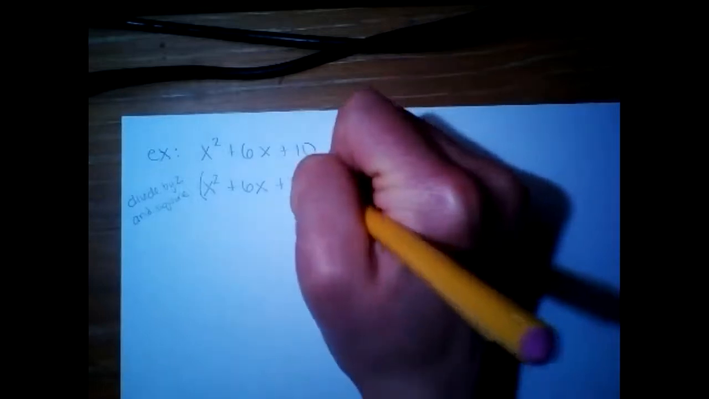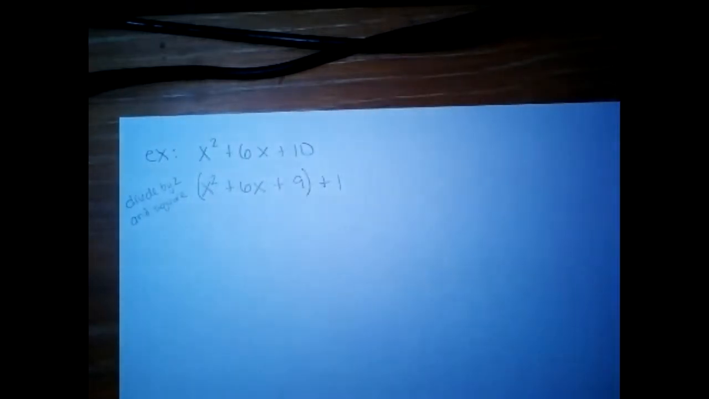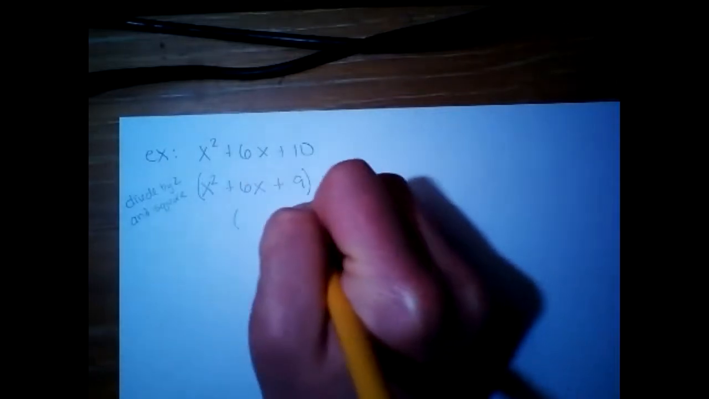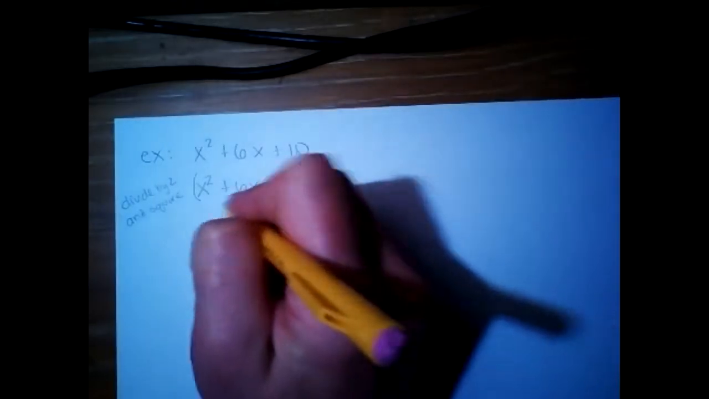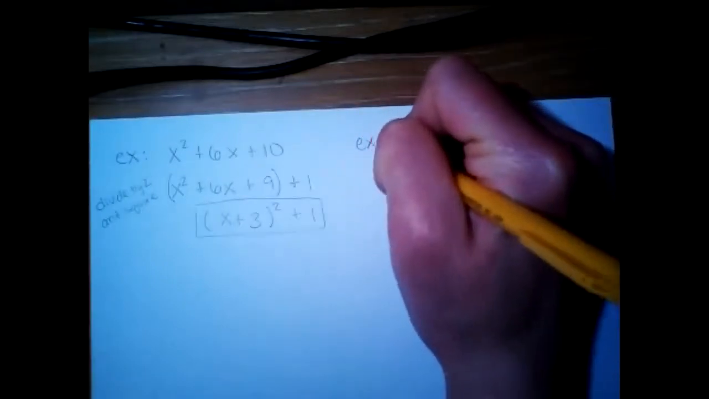So I'm going to have to put a +1 out here. So 9 plus 1 is 10. And then the whole point is that you can write it as something squared plus 1. This would factor into x plus 3 times x plus 3. So it would be x plus 3 squared plus 1. So that is completing the square. And I'll do one more before we actually do an integral.